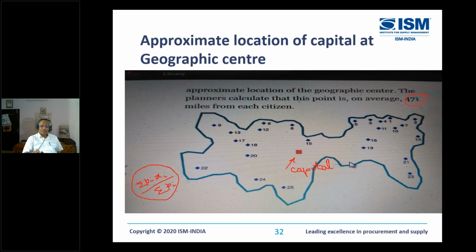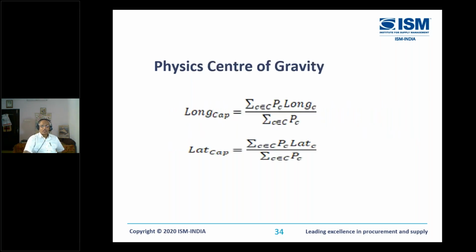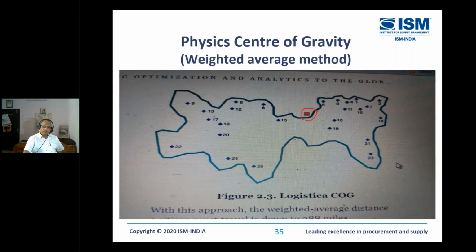Now, some planners, what they thought, will go to their friends of physics, and they decided that we'll use the center of gravity method to locate the capital and find out whether there is a benefit or not. So center of gravity, you can find out the coordinates of the capital by using this formula. And they found out it comes to this place shown by a red rectangle, which has gone right from the center of area because of the fact that most of the demands are located around this place. So it is a weighted demand method, so naturally it has shifted to the right.